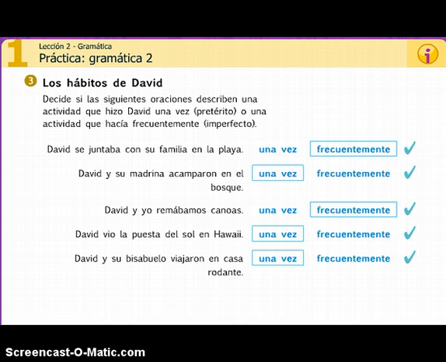David y yo remábamos canoas. I got my ábamos ending. Again, it's one of those aba endings. Gotta be imperfect. I picked frecuentemente.